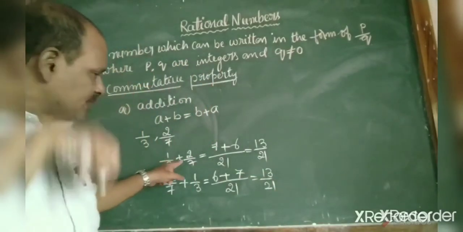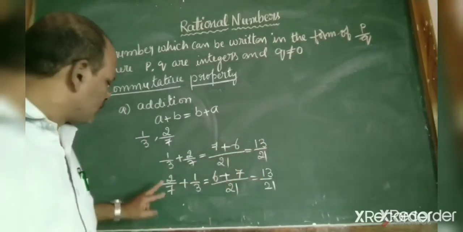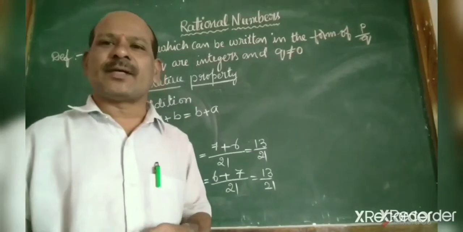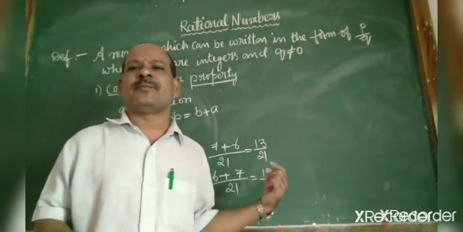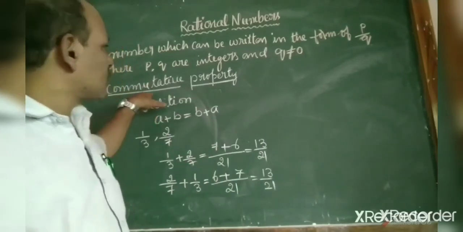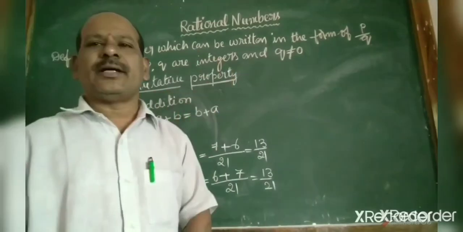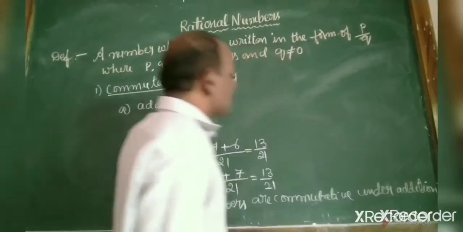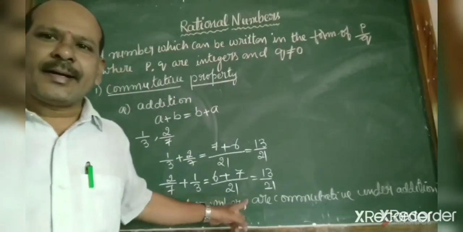1 by 3 plus 2 by 7 is also 13 by 21. 2 by 7 plus 1 by 3 is also 13 by 21. Even if I reverse the numbers, I am getting the same answer. So we can say rational numbers are commutative under addition.